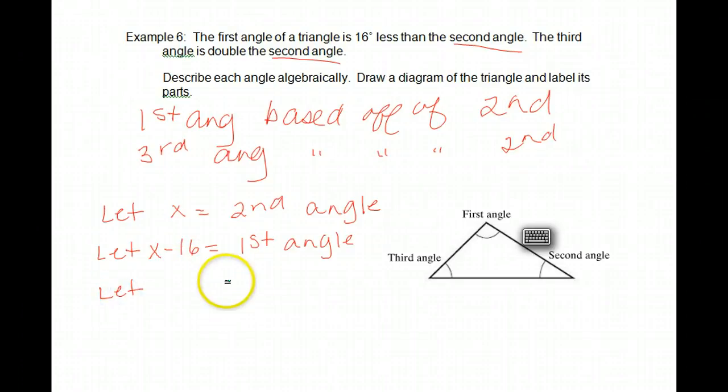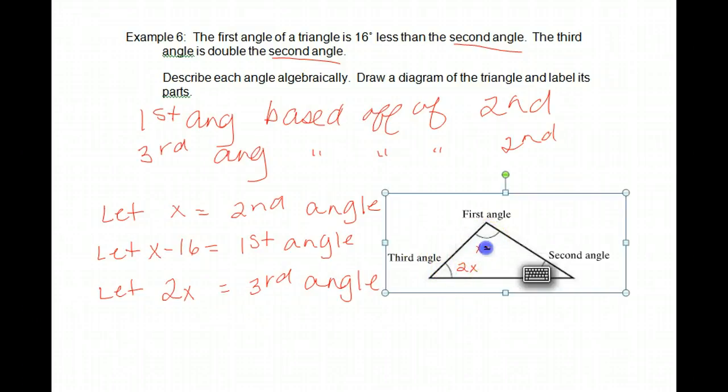And then for the third angle, it says that it is double the second. Double indicates multiplication, so that would be 2x. So filling in the diagram, the third angle is 2x. The first angle was x minus 16, and the second angle was x.